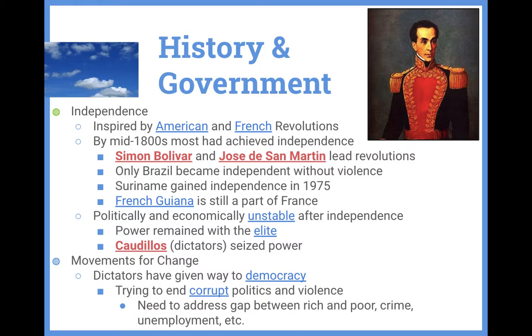Independence. So inspired by the American and French revolutions, the South Americans are going to start their independence movement. So they're going to be led by Simón Bolívar and José de San Martín. Obviously, Bolivia is named after Bolivar. But only Brazil will actually become independent without violence. Suriname actually gained independence most recently in 1975.